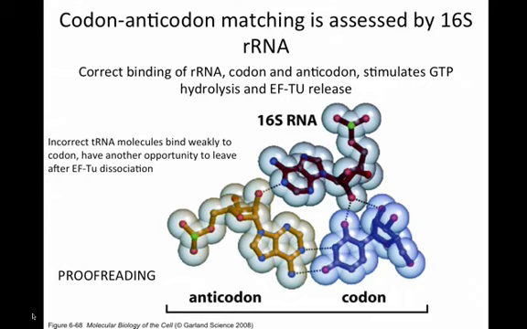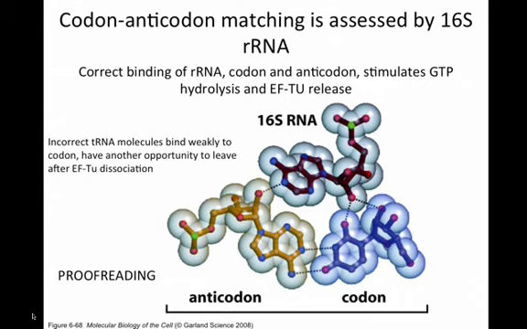Also, incorrect tRNA molecules can bind weakly to a codon, but they take longer for the peptide bond to be formed. So that gives those tRNAs another opportunity to leave if, for whatever reason, EF-Tu leaves, even though it's the wrong tRNA.